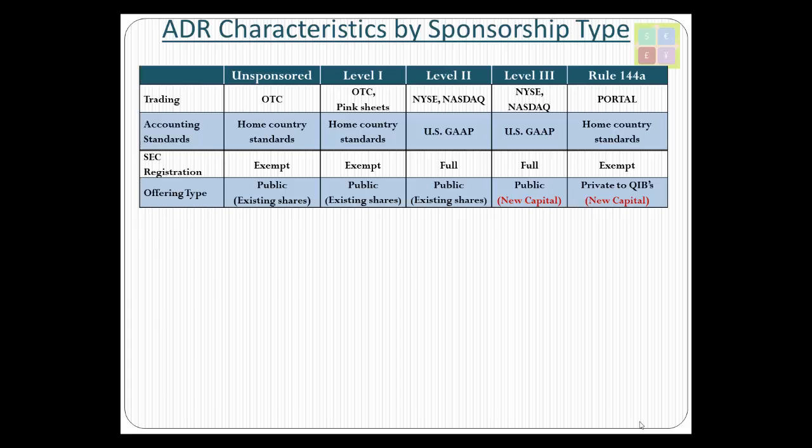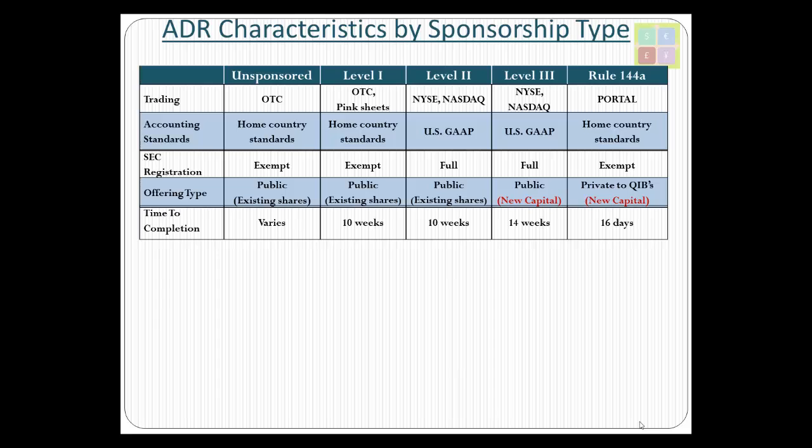Under SEC Rule 144A, as we discussed before, is a private offering to qualified institutional buyers, and new capital can be raised. So there are two sponsorship types that allow you to raise capital, level 3 and SEC Rule 144A. But SEC Rule 144A is offered only to qualified institutional buyers. And there are about 2,600 qualified institutional buyers in the United States.